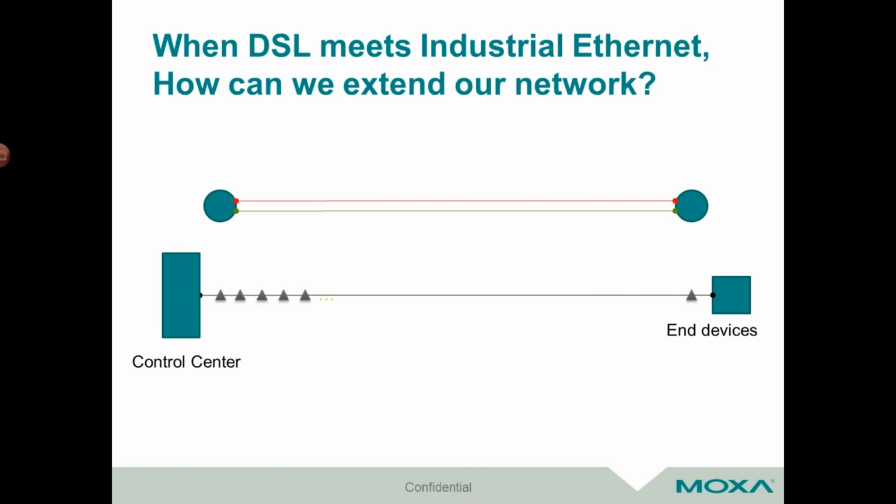We have a lot of circumstances, particularly in some vertical markets, where there already is existing copper wiring, whether that be a phone line, a DSL line, or sometimes even just plain 20-gauge copper wire. And a lot of times we have an Ethernet network that basically dead ends, or we want to extend into that type of wiring.